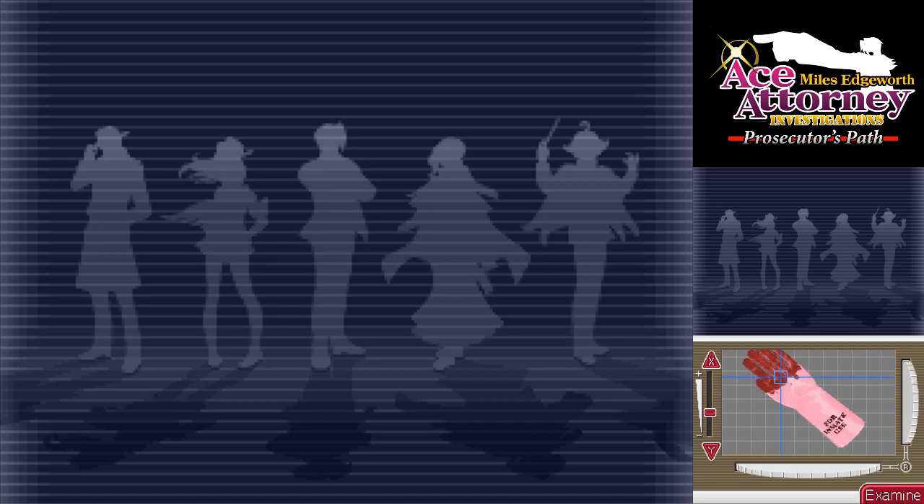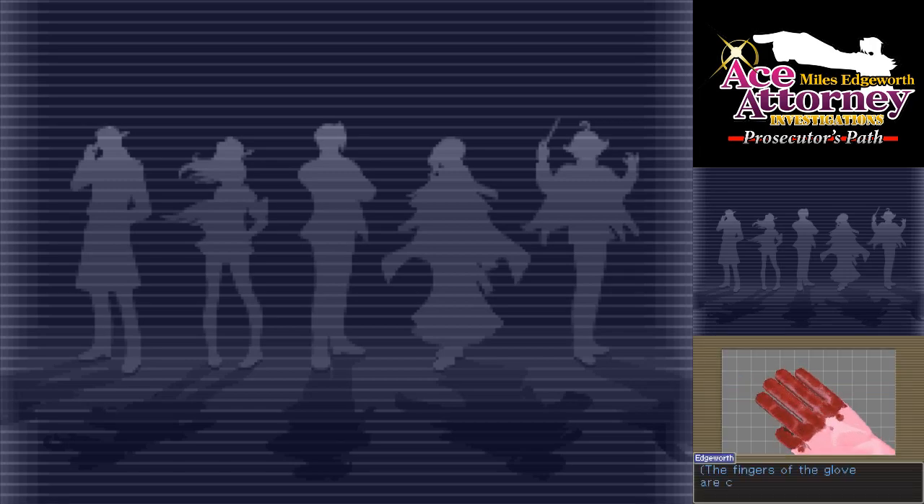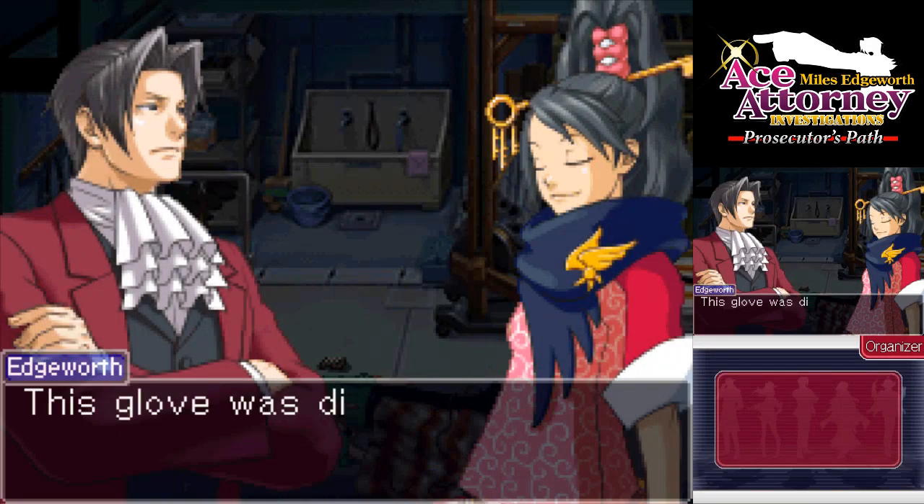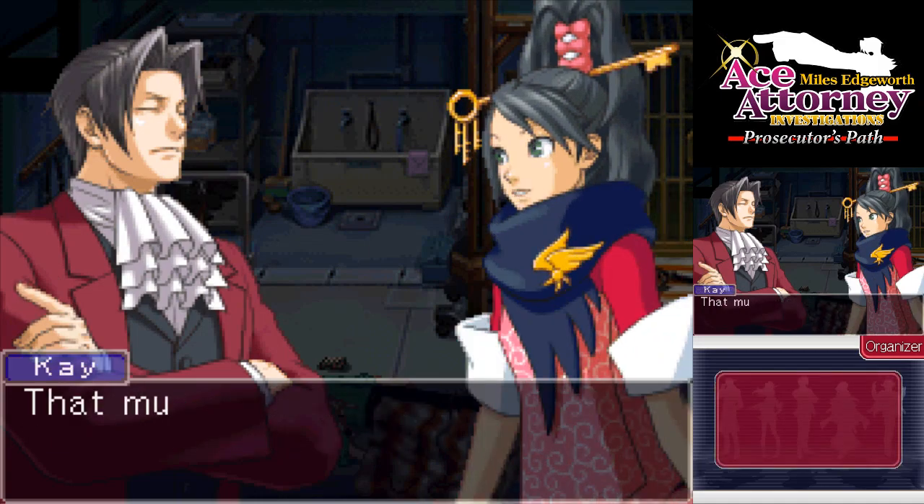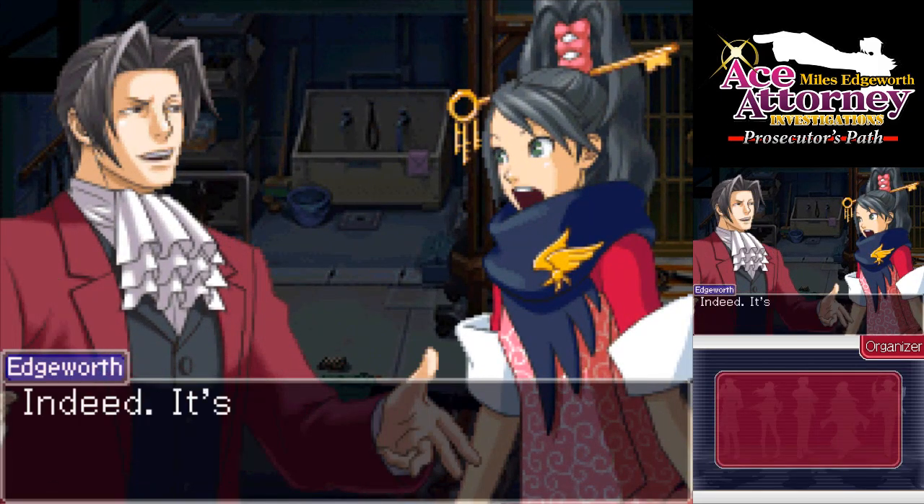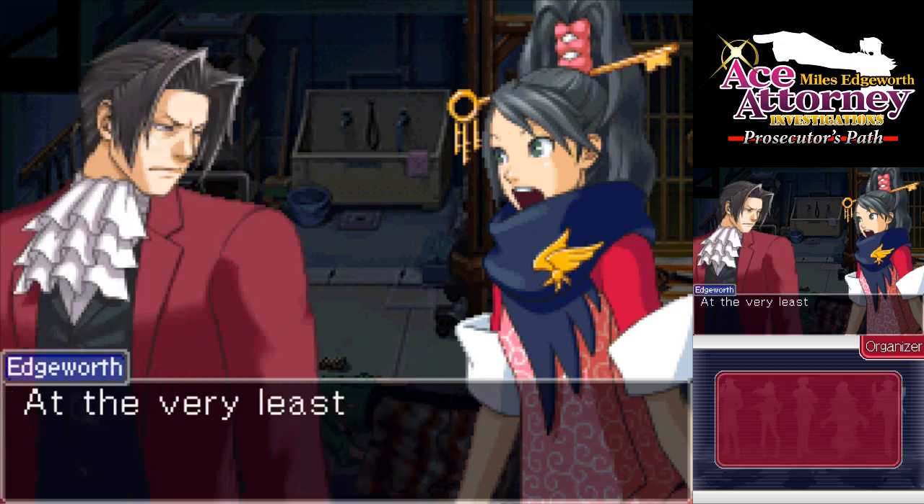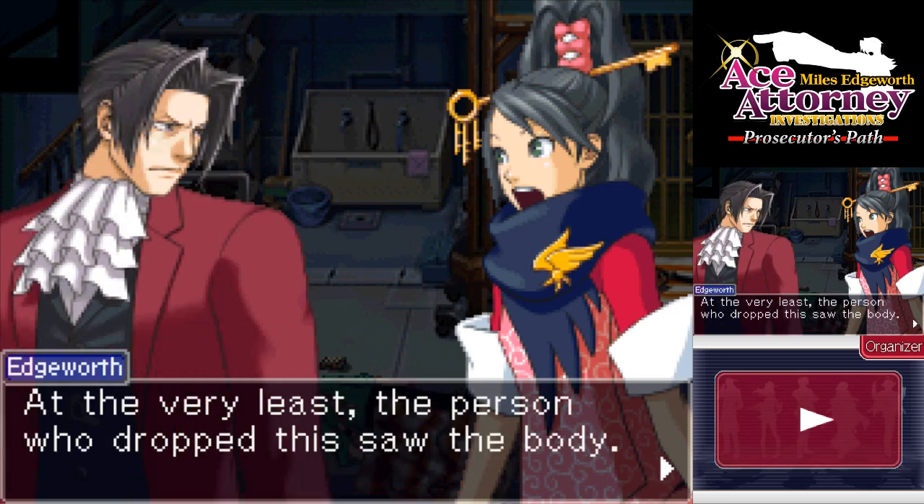Oh, we got blood. The fingers of the glove are covered in blood. This glove was dropped after the pool of blood formed. Eh? Why is that? If it was on the floor before the pool of blood had formed, the blood would have formed an outline around the glove. Ah, I see. The blood would have only gotten on the edges of the glove. This glove was discarded after it was covered in blood. That must mean the killer left it behind. Indeed, it's highly probable. At the very least, the person who dropped this saw the body.